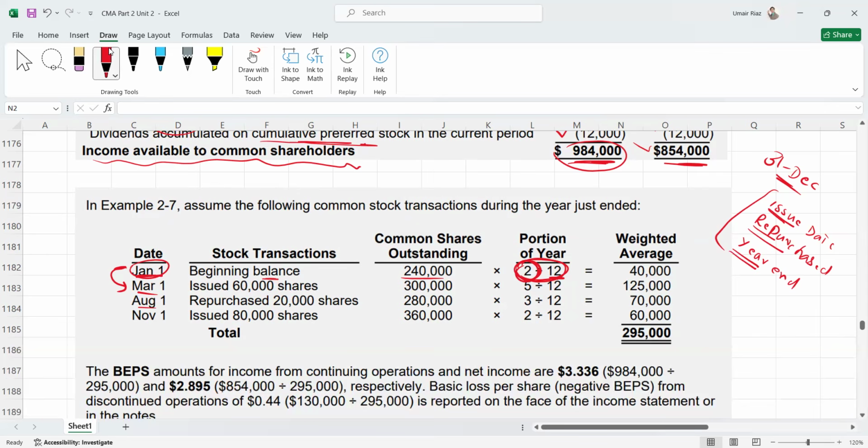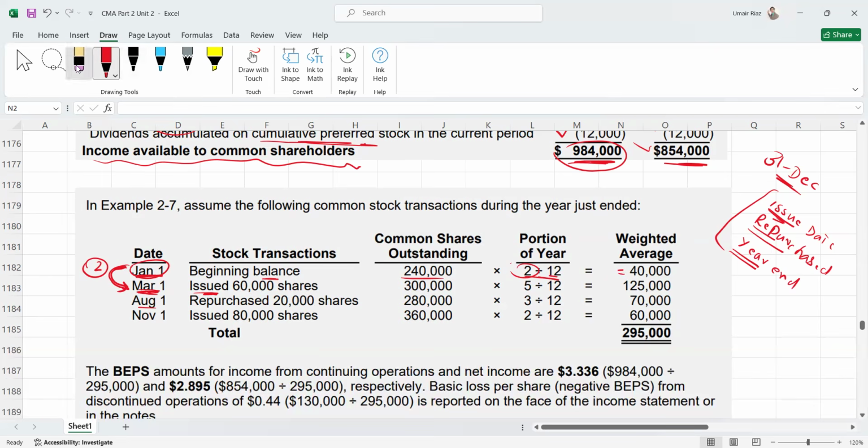So see here, from January 1 till March 1. On March 1, we have issued. This word is there, issued. It means from January 1 till March 1, we will count the months. These are 2 months because January is complete and February is complete. So now we will multiply 2 over 12, because these are 2 months. So now 240,000 into 2 by 12 is 40,000 weighted average shares.